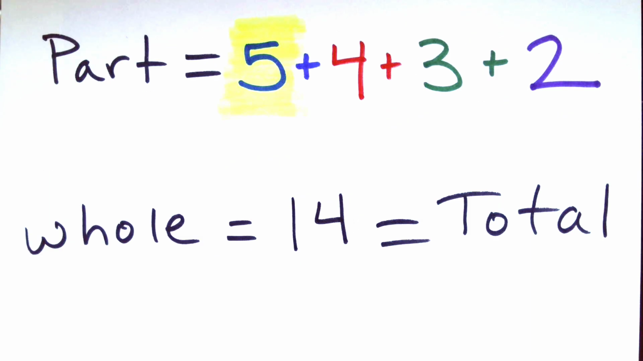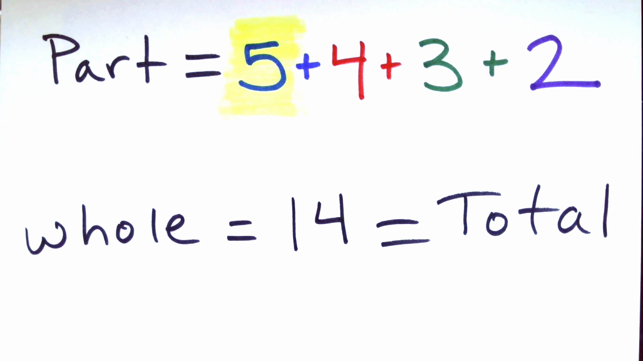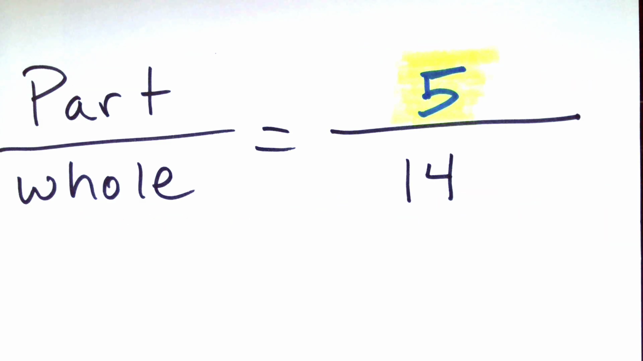So again, each individual color group of coins is the part. And if you add them all up, 5 plus 4 is 9, plus 3 is 12, plus 2 is 14. That gives you the whole or the total, right? So if we know the part is 5, we know the whole is 14, can you create your fraction? Yes, we absolutely can. 5/14 is our fraction. Now, 5 represents the blue coins, 5 blue coins out of 14 total coins. So 5/14. Can I reduce this fraction?